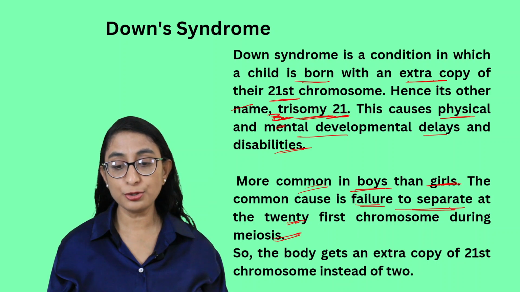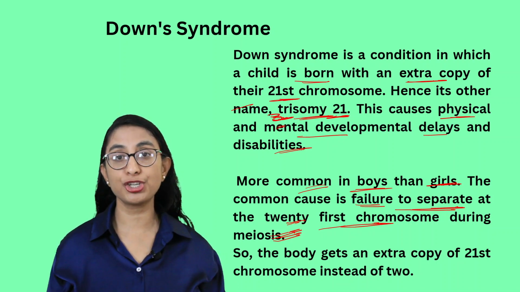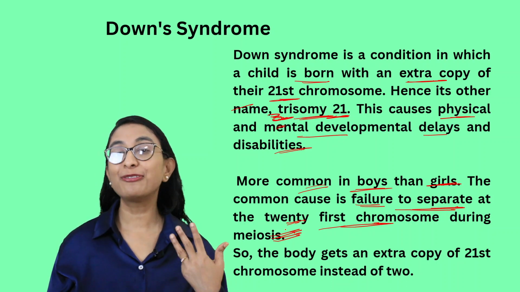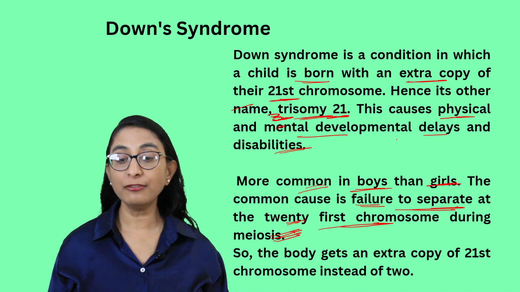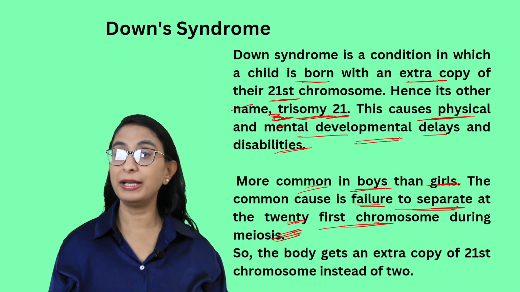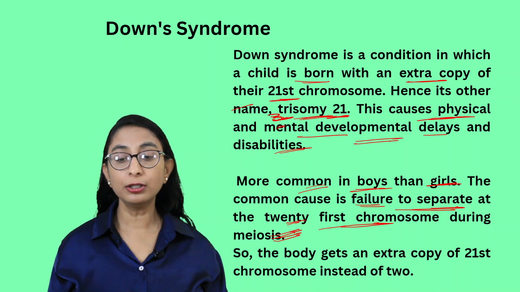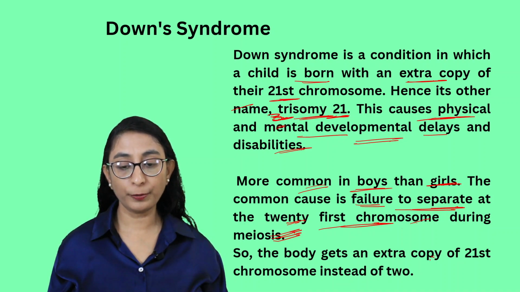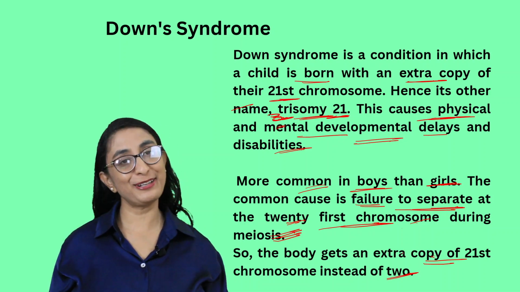So because of the failure to separate at the 21st chromosome during meiosis, there is an additional chromosome coming at that position of 21. Because of this, instead of two chromosomes in the 21st position, we have three chromosomes, and because of that, the children who are born with this condition will have physical and mental developmental delays and disabilities. So the person will get an extra copy of the 21st chromosome. Instead of two, he will have three chromosomes at the 21st position.